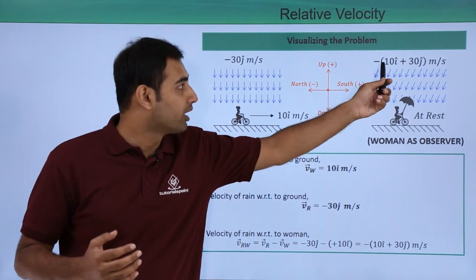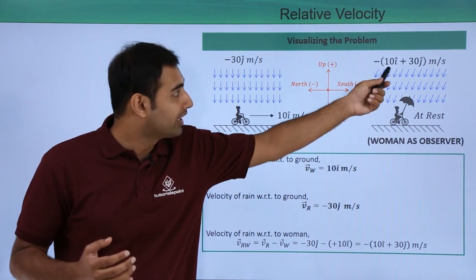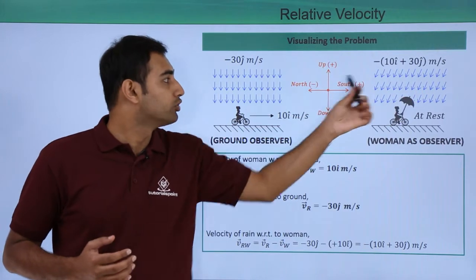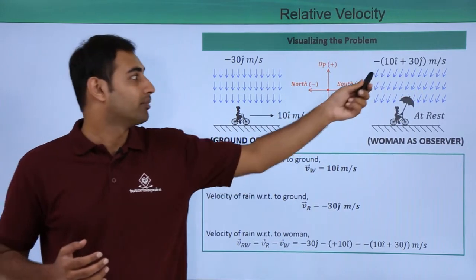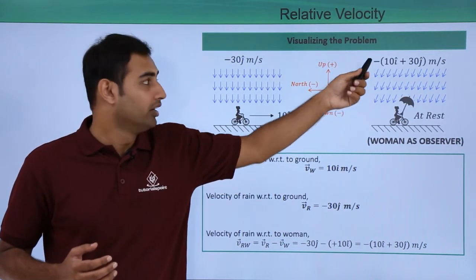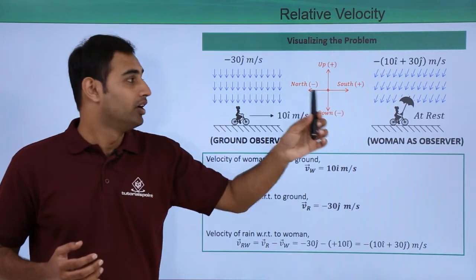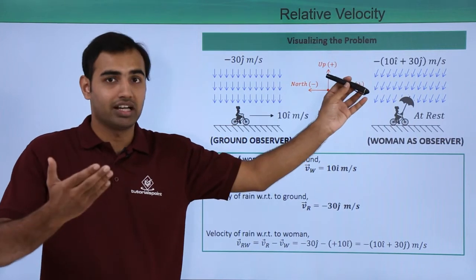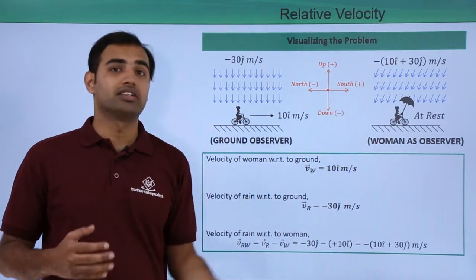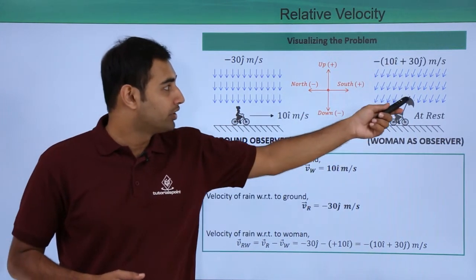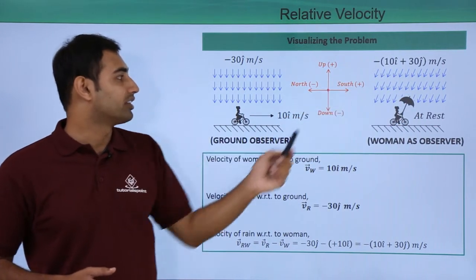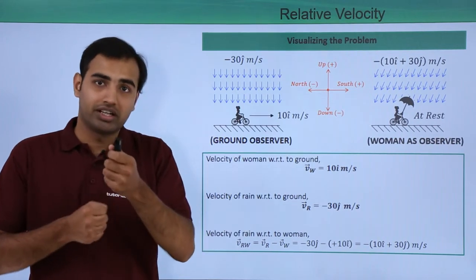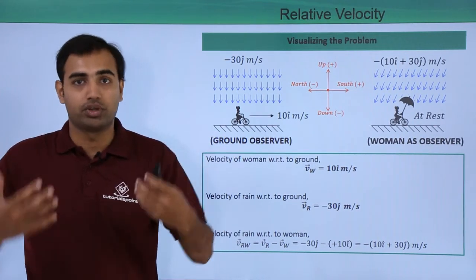And the rain will be coming with a velocity of minus 10 i cap minus 30 j cap meters per second. So it's falling down and also turning a little backwards in the minus i cap direction, somewhat in the minus i cap direction and somewhat in the minus j cap direction. So if I take that into account, the rain essentially appears to her like this. So if she really has to hold her umbrella, it should be exactly opposite to the direction of rain if she does not want to get wet.